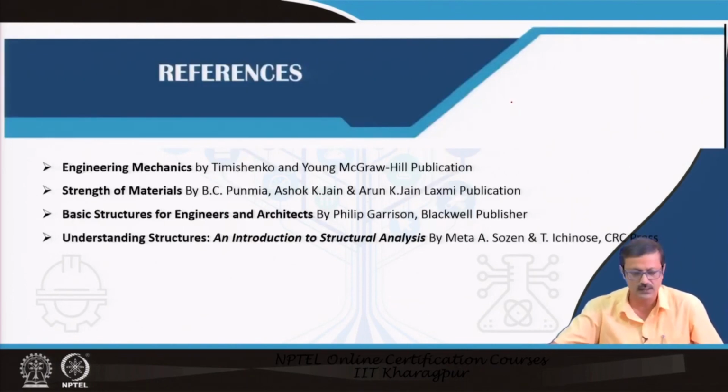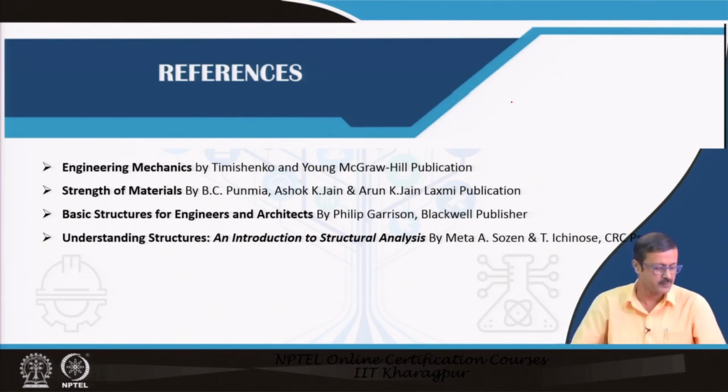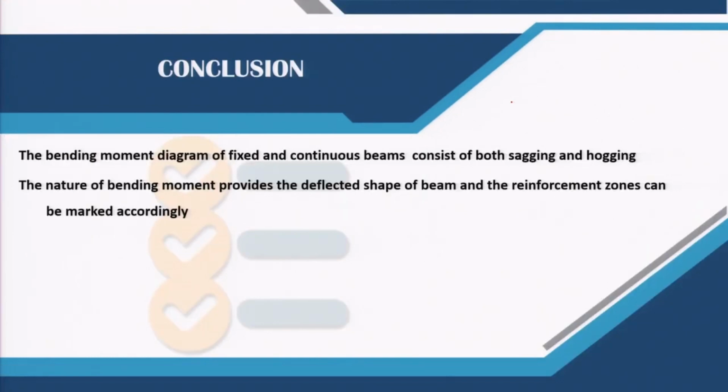So, that is all for this lecture on analysis of continuous beams, or analysis of indeterminate beams and frames. At last we must conclude that the bending moment diagrams of fixed and continuous beams consist of both sagging and hogging, that we have understood, and the nature of the bending moment provides the deflected shape of the beam and the reinforcement zone of the beam, which can be marked accordingly.